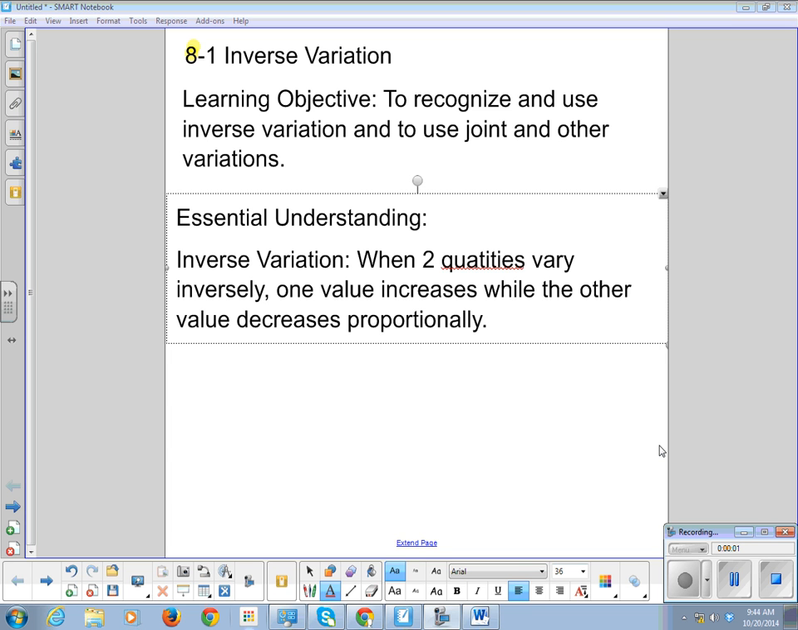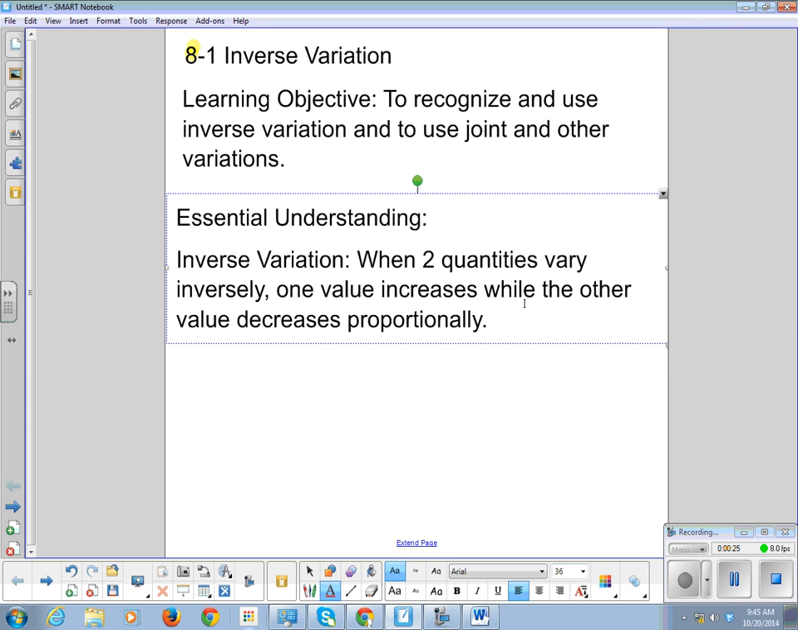Alright, so for Algebra 2 8-1 inverse variation, our learning objective is to recognize and use inverse variation and to use joint and other variations. Our essential understanding, and if you look under the section in the book, it's a lot longer, but I think the second half of it breaks it down the best.